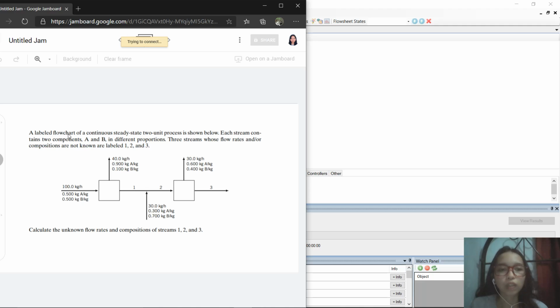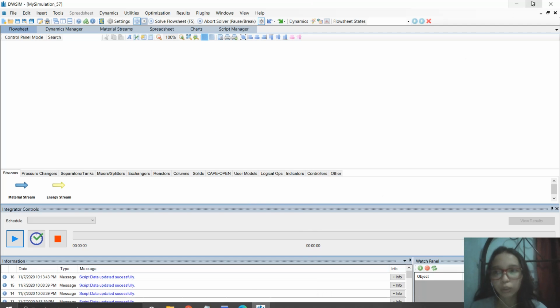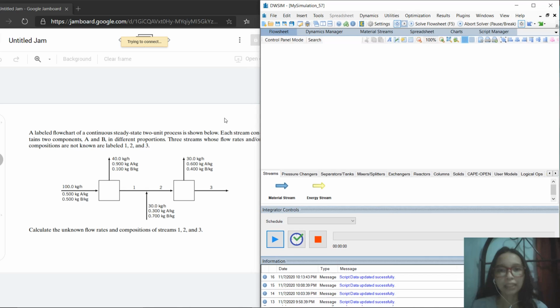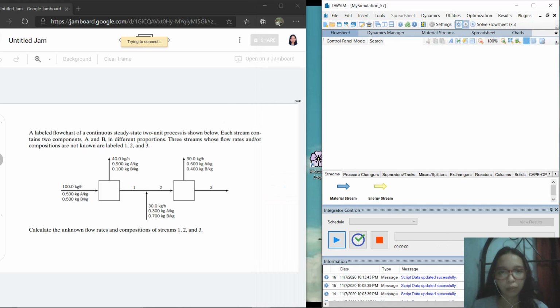A labeled flowchart of a continuous steady-state two-unit process is shown below. Each stream contains two components, A and B, in different proportions. Three streams whose flow rates and/or compositions are not known are labeled 1, 2, and 3. Calculate the unknown flow rates and compositions of streams 1, 2, and 3. So we're going to play side by side DWSim and the problem.